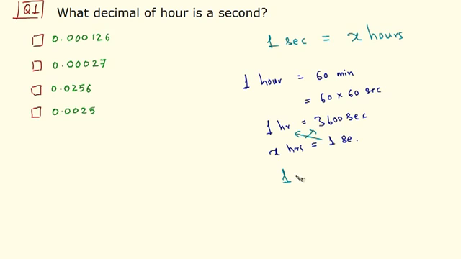So 1 is equal to 3600x. Here x is the number of hours present in 1 second. So x equals 1 by 3600. So you have to solve this fraction to get a decimal fraction. So if you solve this, you get the answer as 0.00027. I'm not going to solve this to save time. You can do that. But the answer that would come is 0.00027, and this is the right answer.